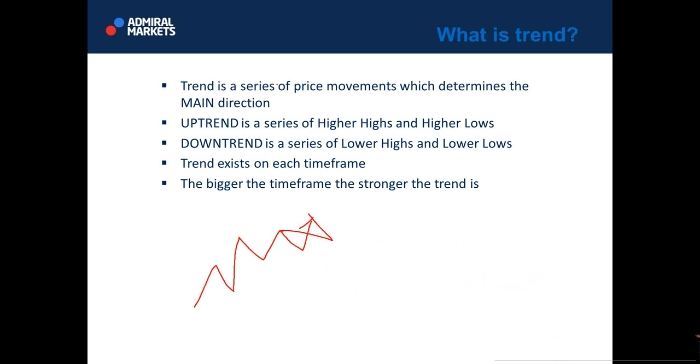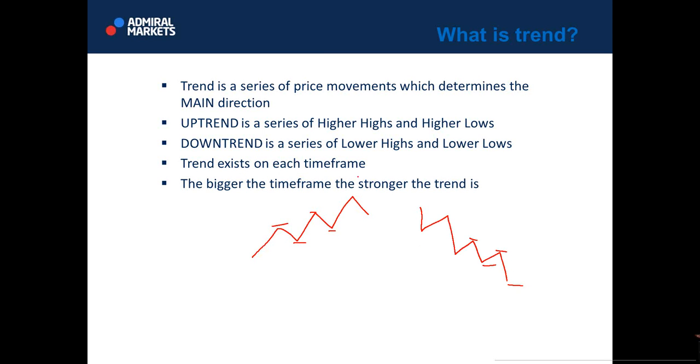Now, what is the trend? Trend, as you know, is a series of price movements which determines the main direction. Uptrend is a series of higher highs and higher lows. Downtrend is a series of lower highs and lower lows.